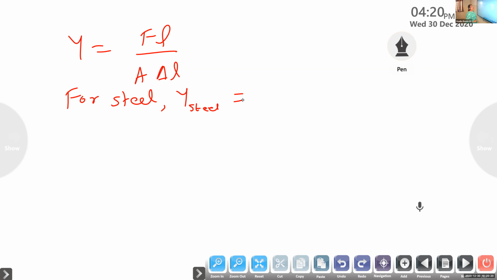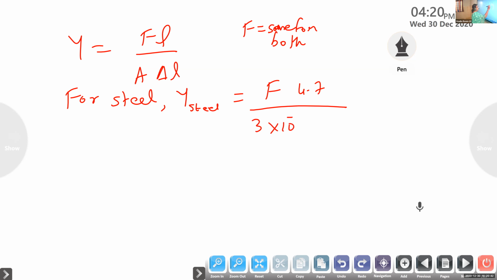We have to substitute. Force is the same for both, because they have been suspended with the same load. So Y steel is equal to F, original length of the steel is given 4.7, divided by the area of the cross section, also given. So it's a direct question. 3 into 10 to the power of minus 5 into del L.